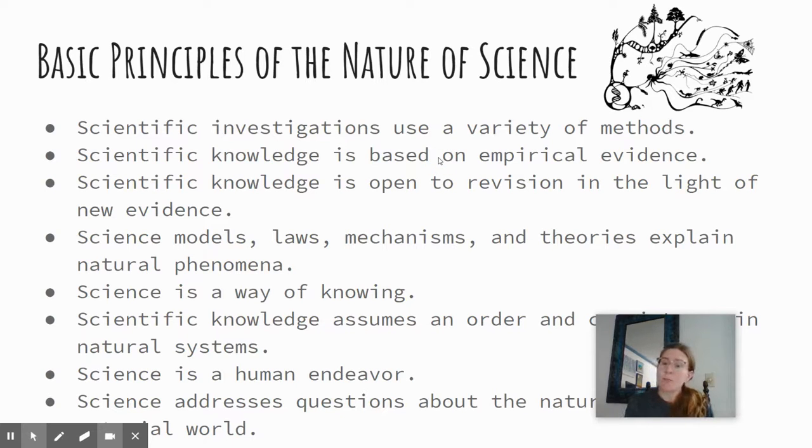So what are the basic principles of the nature of science? Well, scientific investigations use a variety of methods, okay? There's a lot of different ways to approach experiments, and what a scientist might use doing a nuclear test, for instance, for a power plant is going to be very different than what a forester uses to study the change in forest composition in New England, obviously, right? Scientific knowledge is based on empirical evidence.